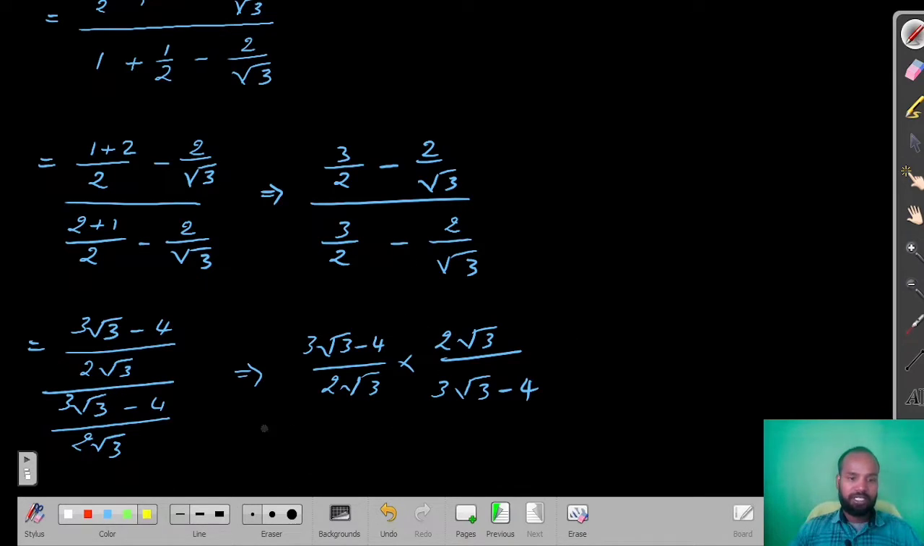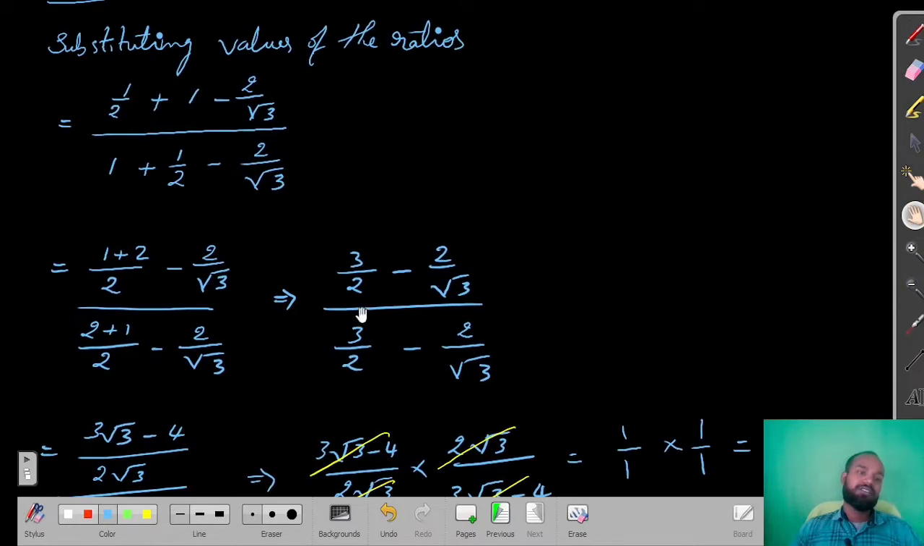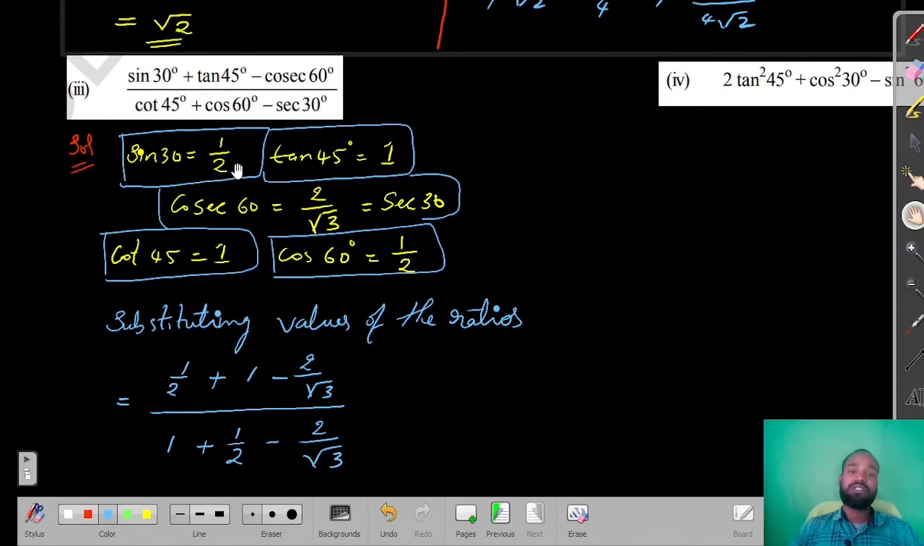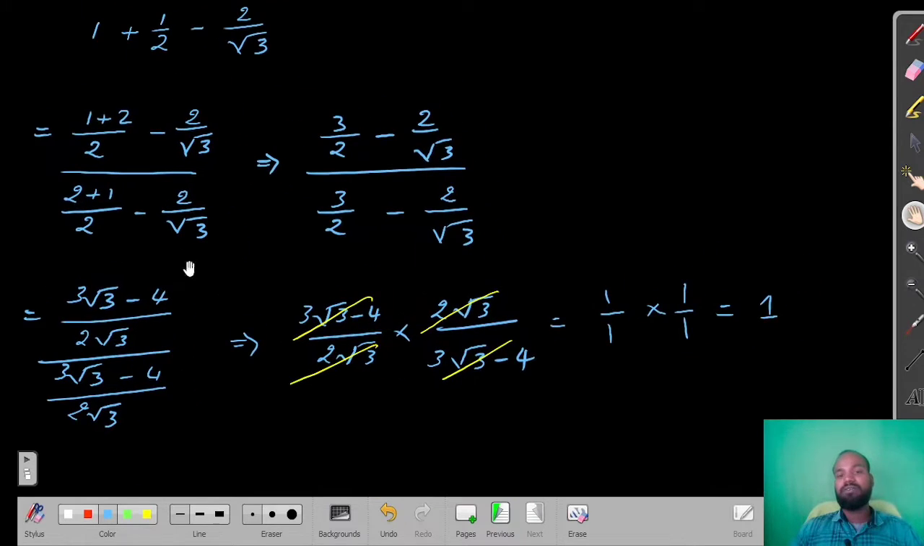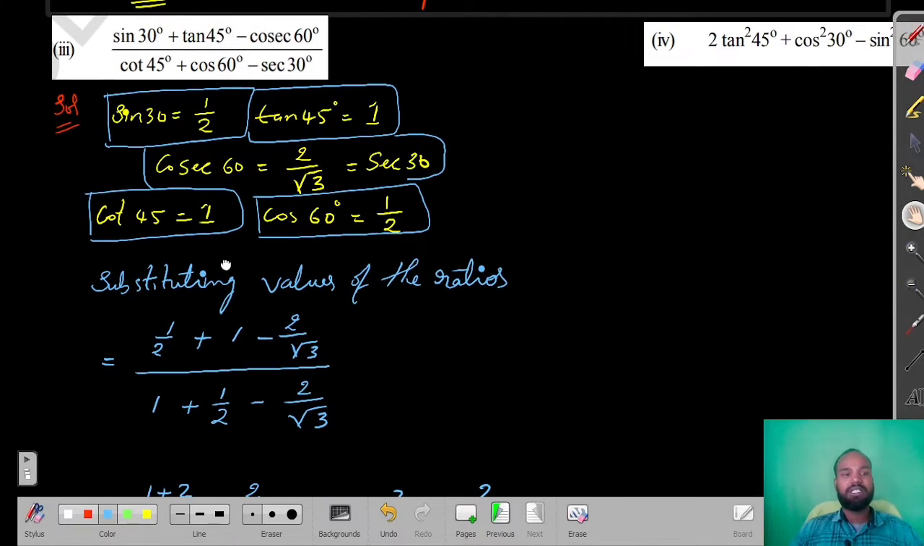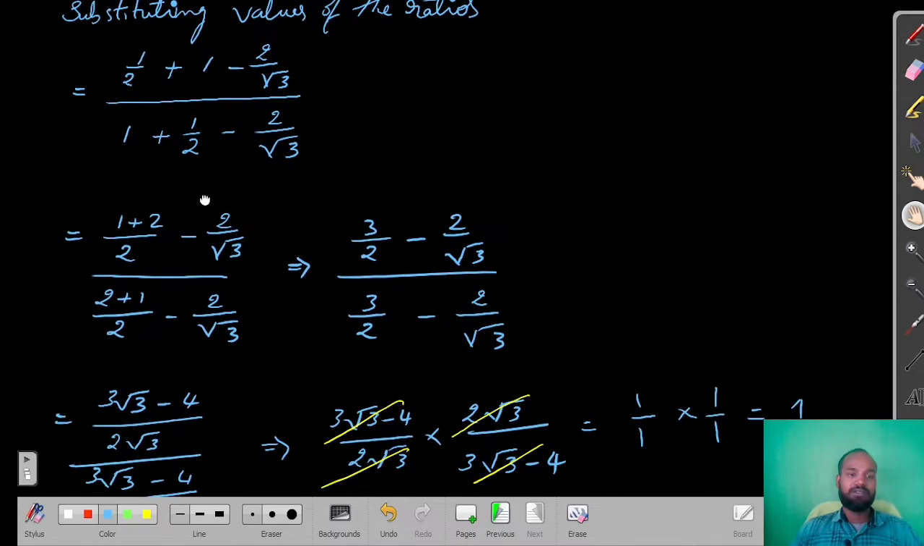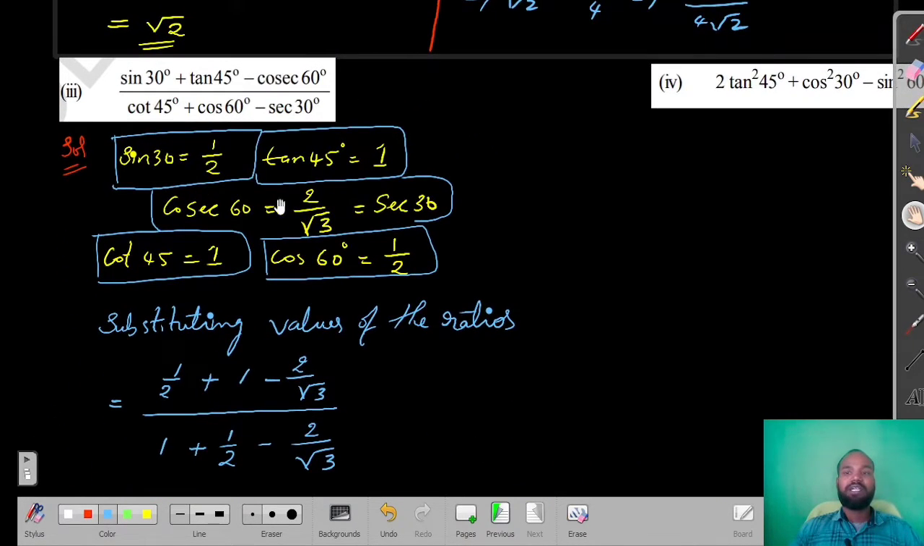Then here, what is going to cancel? And here 3 root 3 minus 4, 3 root 3 minus 4. So what is left here? Nothing is left. Your answer is 1 by 1 into 1 by 1, that is equal to 1. So I am just doing the normal simplification by substituting the values into this equation, and by solving we get the final answer 1. If you have any confusion here, no confusion, right? So this is the final answer.